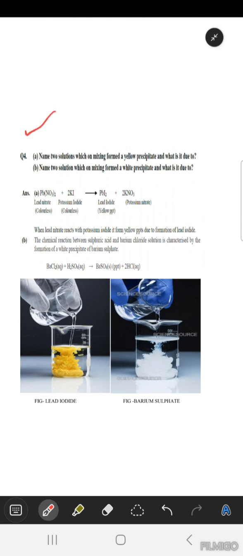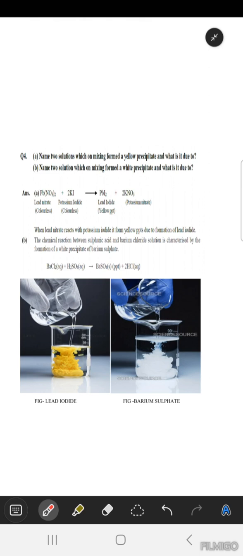Now the fourth question is: name the two solutions which on mixing form a yellow precipitate, and name the two solutions which on mixing form a white precipitate. As we have discussed in the previous video, when lead nitrate reacts with potassium iodide, both of which are colorless, there is a formation of the product lead iodide, which is a yellow precipitate, and there is a formation of potassium nitrate. Let us see in the figure.